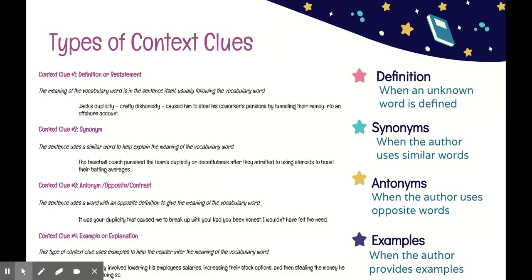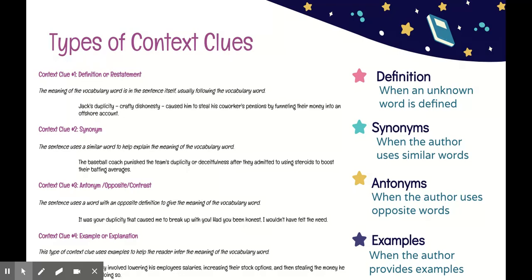Context clue number 3, antonyms. This is an opposite or a contrast. The sentence uses a word with an opposite definition to give the meaning of the vocabulary word. It was your duplicity that caused me to break up with you. Had you been honest, I wouldn't have felt the need. So again, it's an antonym. So duplicity means someone that's dishonest or not true.